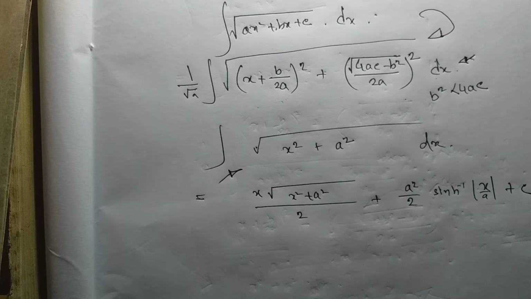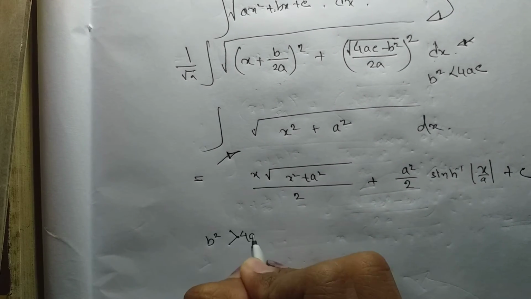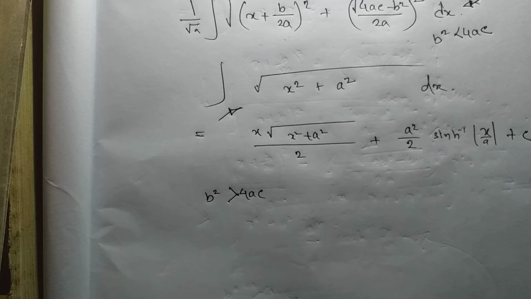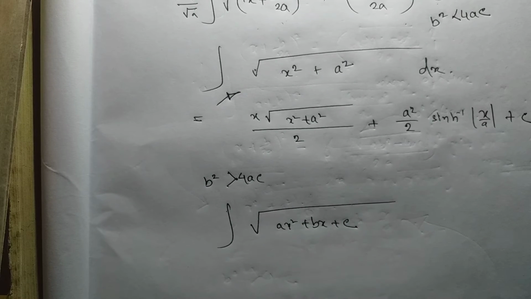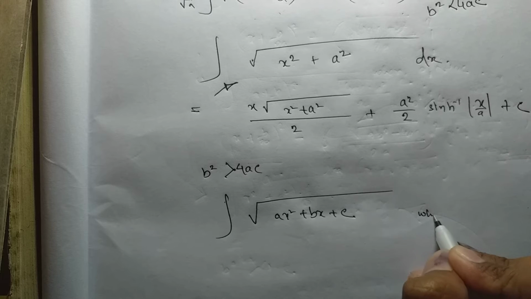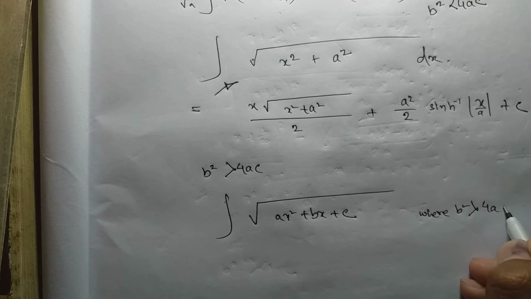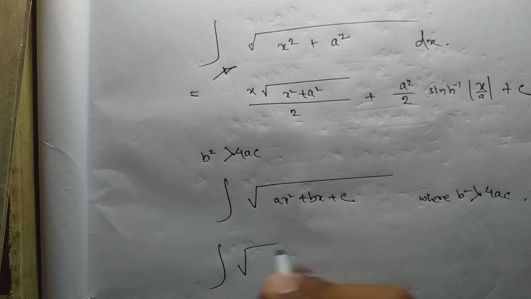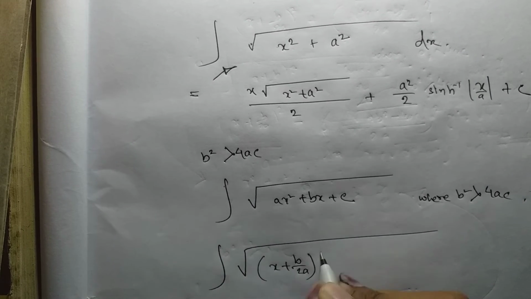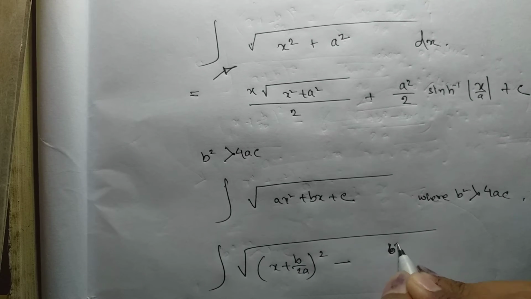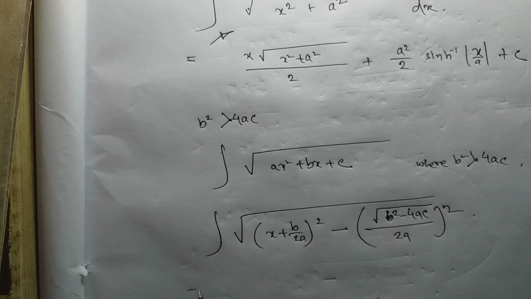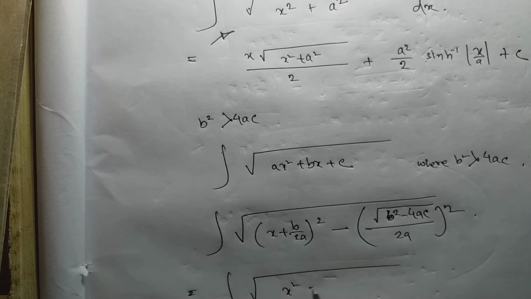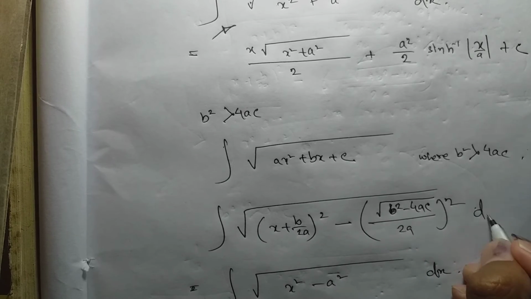But if b squared is greater than 4ac for a quadratic equation x squared plus bx plus c, then what can we do? Everything is the same, but there is only a sign change: x plus b by twice a, whole squared, minus b squared minus 4ac by twice a, whole squared, under the root. This falls under the formula for the integration of root over x squared minus a squared, dx.